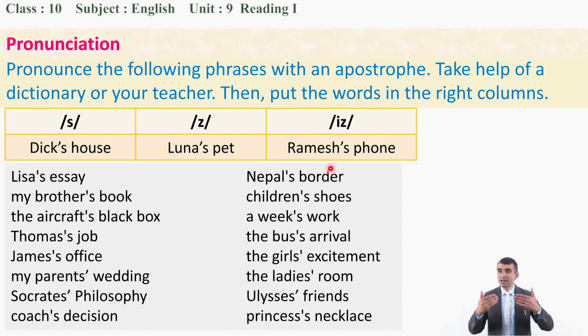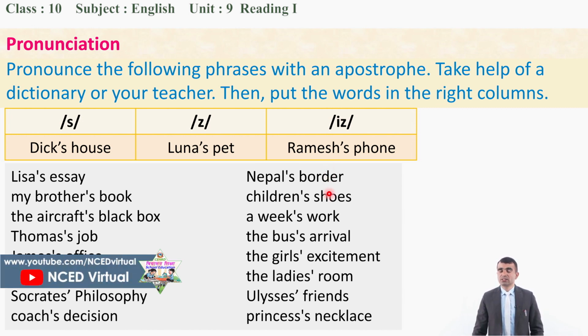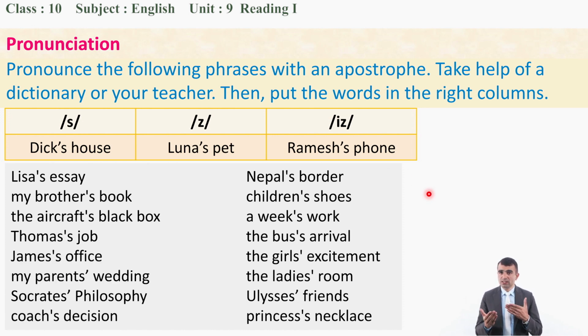I'll pronounce them and listen to me carefully, and based on the pronunciation of the apostrophe, identify the part where I pronounce it, and then place them under the three columns. Ready? You can just mark in the book with pencil. I'll say slowly, just mark them. Let's start.